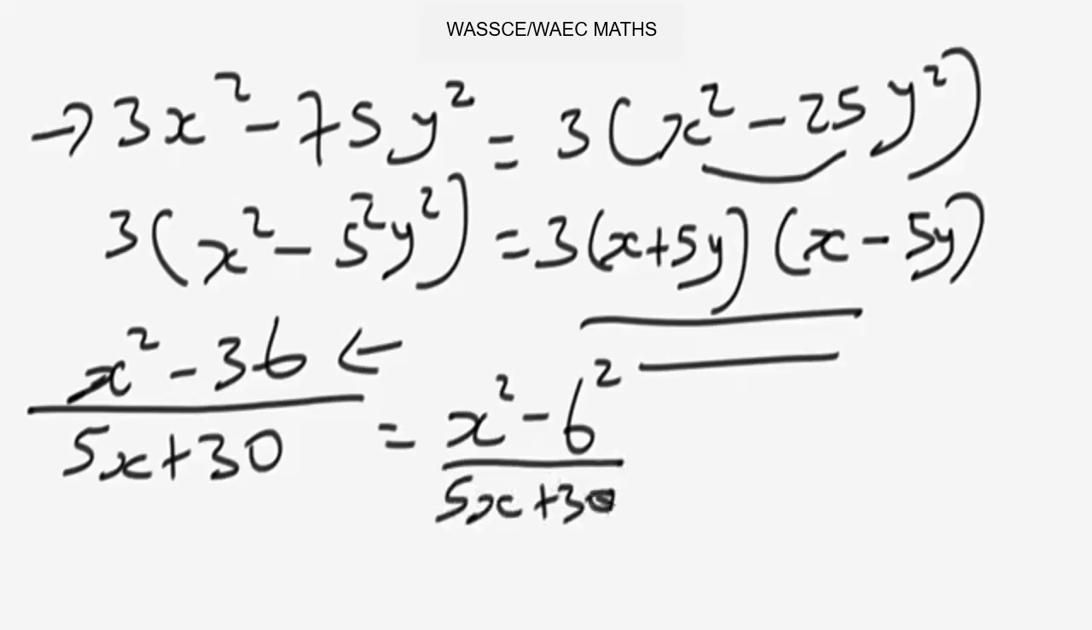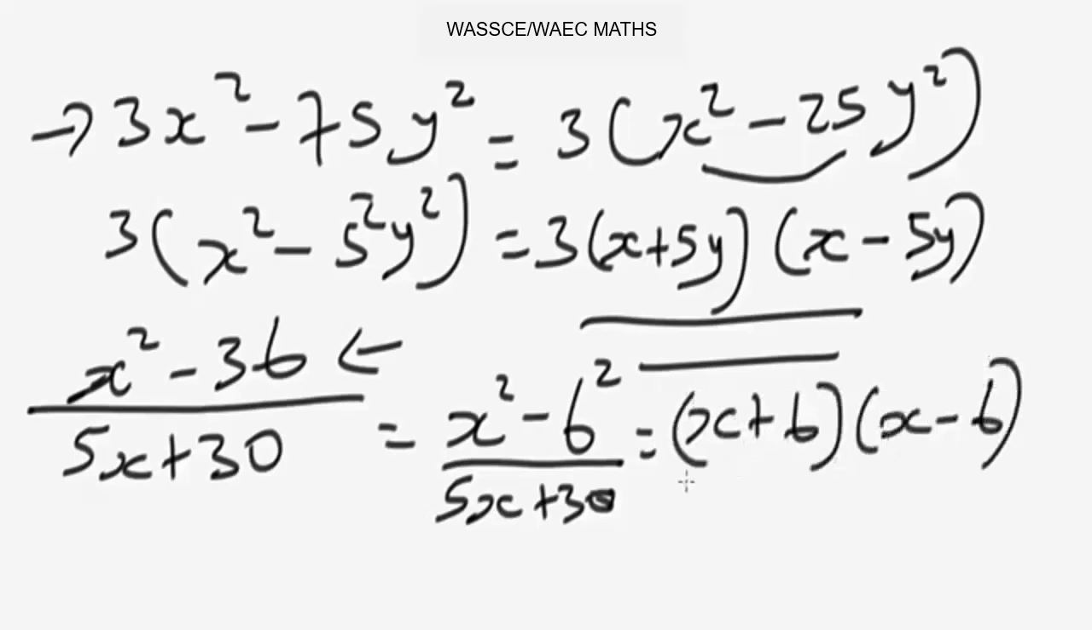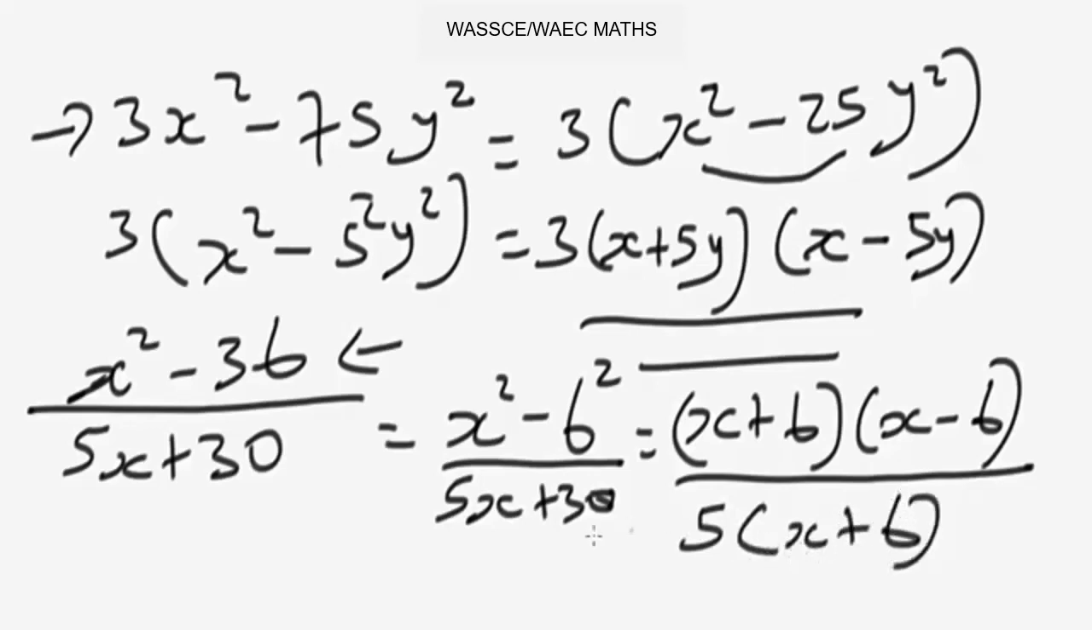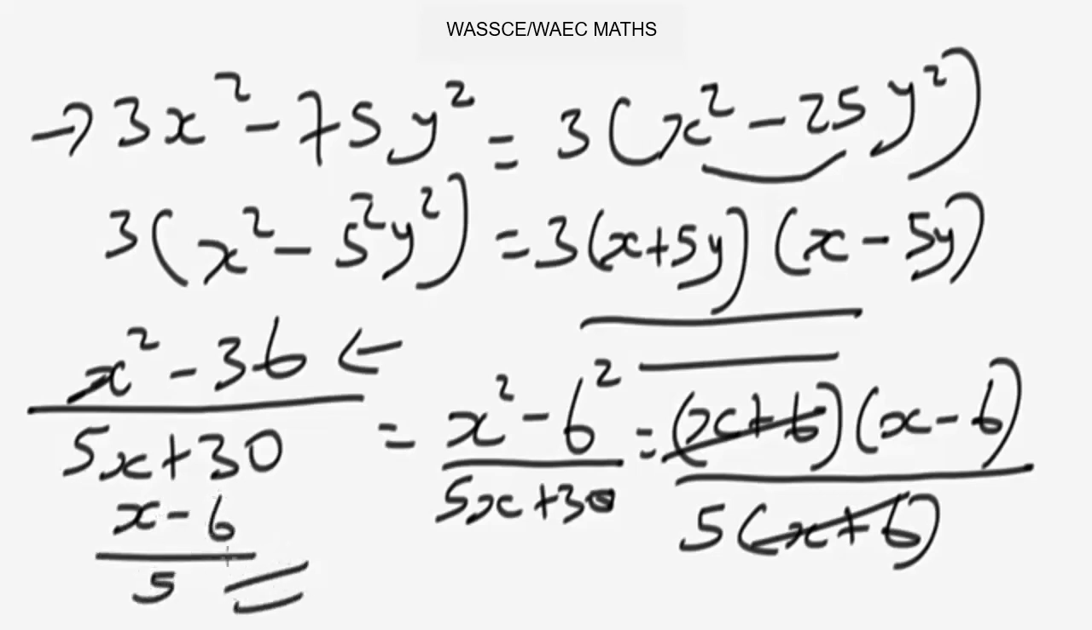So this is the same thing as x plus 6, x minus 6, difference of two squares. All right, then when you factorize the denominator, this is the same thing as 5 in bracket x plus 6. So when you multiply this, you get back to 5x plus 30. Now you can see that we have a common factor that can cancel. So this will cancel this. So our final result will be x minus 6 over 5. And that will be the answer to this question. It's as simple as that, guys.